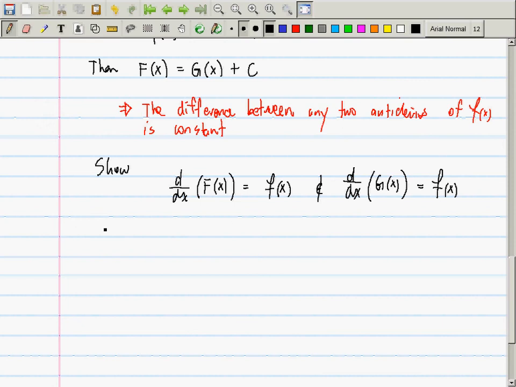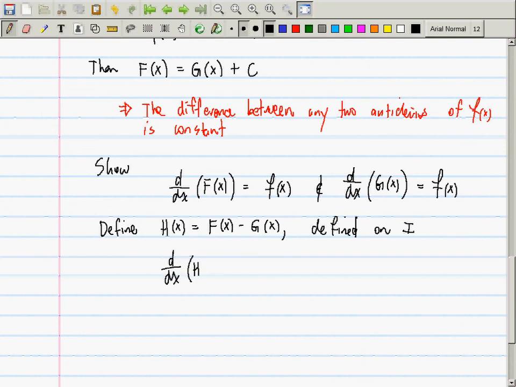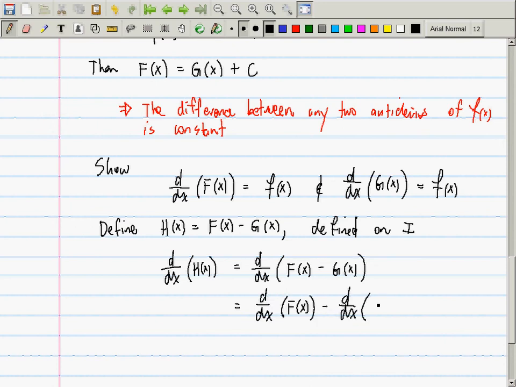Okay, now we're going to define big H of x is equal to big F of x minus big G of x. Okay, so now this is defined on the interval I, because big F and big G are both defined on I, so H, the difference, is defined on I. Now we can compute the derivative of big H. The derivative of big H is the derivative of big F minus big G. But the derivative has the difference rule, so this is the derivative of big F minus the derivative of big G.